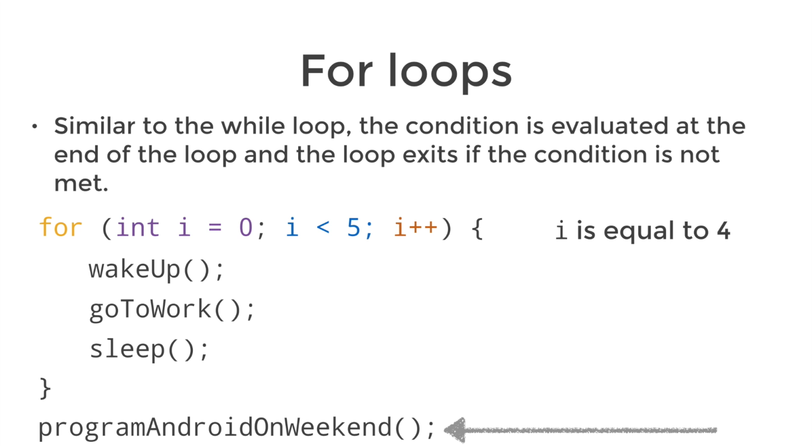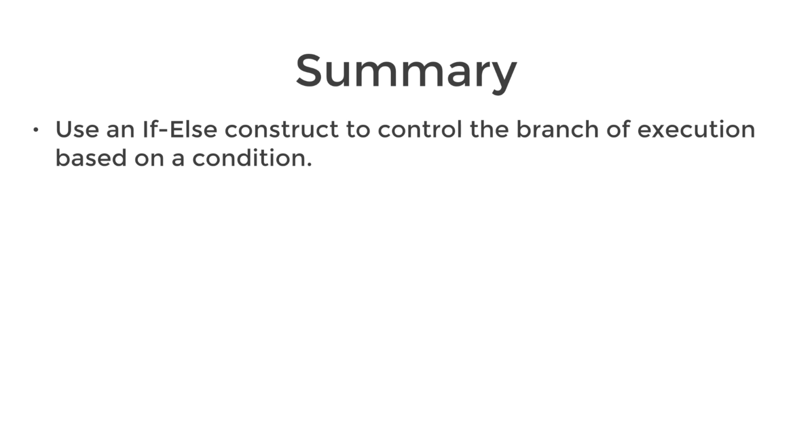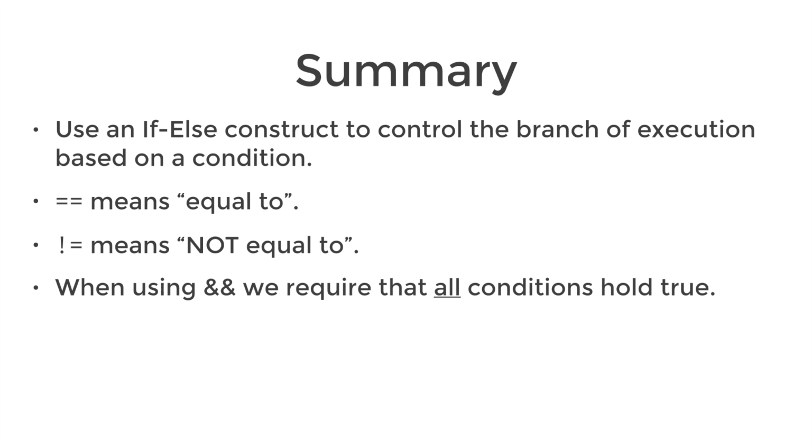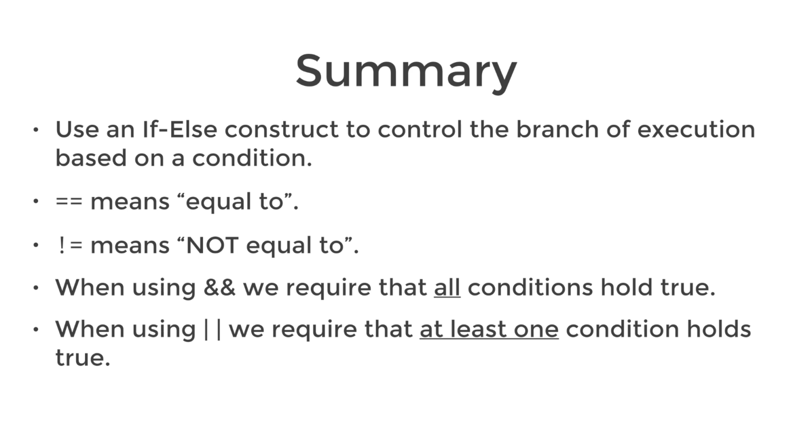So in summary, we use an if-else construct to control what code is executed based on a condition. The double equals means equal to. The not equal to is written as exclamation mark equals. Using the double ampersand, we require that all conditions hold true. But using the double pipe, we only require that at least one condition holds true. And that's basic logic covered.